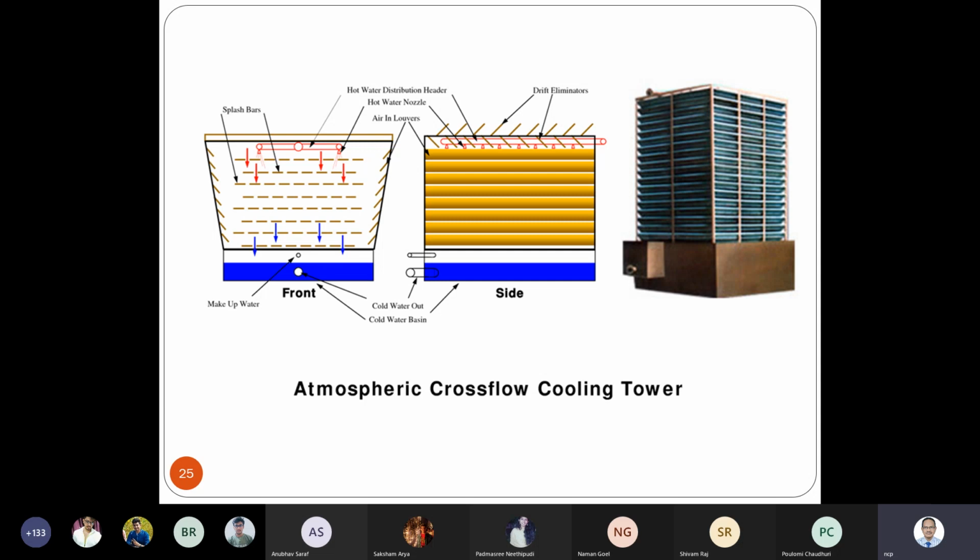Louvers are there to control this airflow. Otherwise, when you are spraying the liquid from the top, the liquid may come out from these sides. That's why this kind of arrangement. So it's clear from here, it is just to prevent liquid from coming out of the tower. So this kind of arrangement, we see from the side view. From the front view, it will look like this, right?